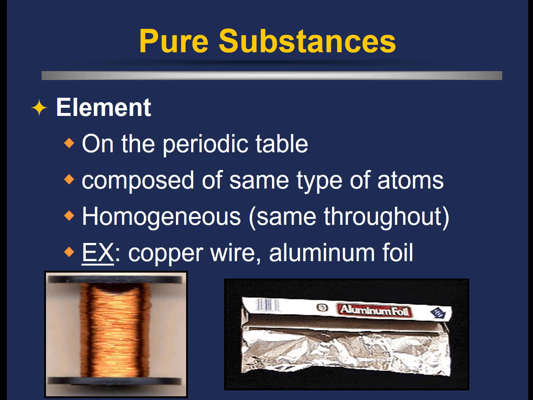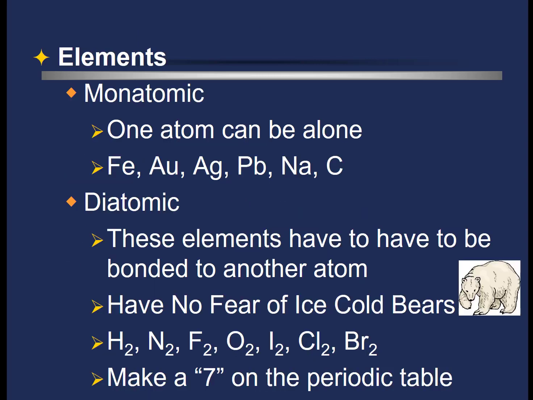Some examples are copper wire, which is just composed of copper atoms, and aluminum foil, which is composed of just aluminum atoms. Elements can be monatomic or diatomic. Monatomic just means that the atom in the element can be all by itself. Some examples are iron, gold, silver, lead, sodium, and carbon.